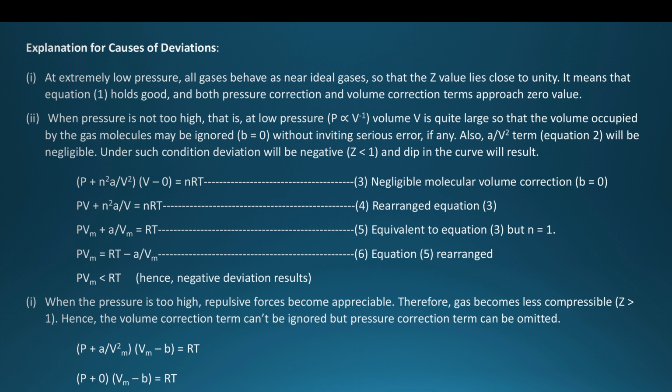Second, when pressure is not too high, that is at low pressure, when P is proportional to 1 over V, volume V is quite large, so that the volume occupied by the gas molecules may be ignored, meaning B equal to 0, without inviting serious error, if any. Also, the A over V square term in equation 2 will be negligible. Under such conditions, deviations will be negative, Z less than 1, and the dip in the curve will result.